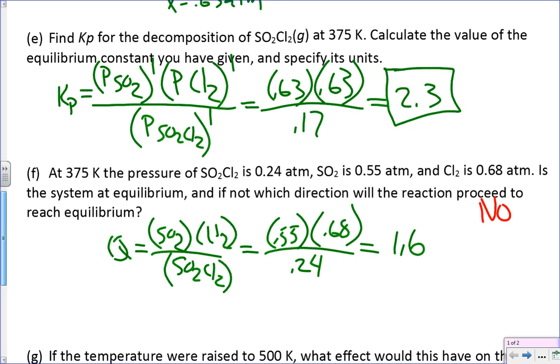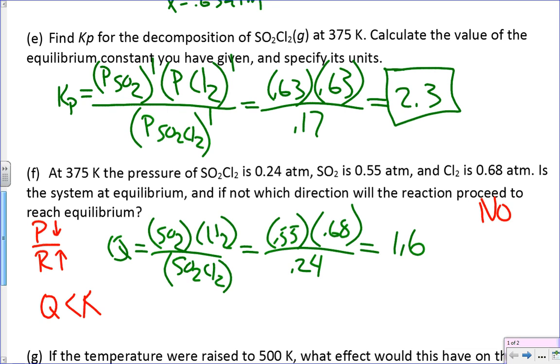In order to answer that, you have to really think about what it means when our Q is smaller than K. The way books talk about this is we would say Q is less than K. What does that mean? Well, the K expression, the equilibrium expression, is products over reactants. So if Q is smaller than K, that would mean the number on the bottom, reactants, was too big, and the number on top, products, was too small. That would give us a smaller value than K returned. So that must be what's happening here.